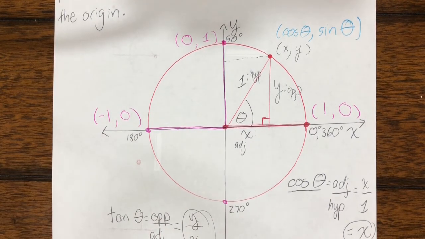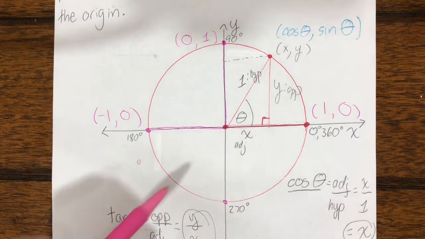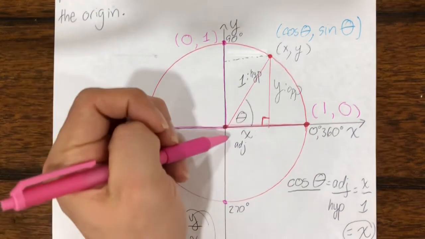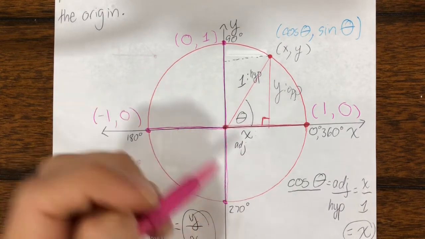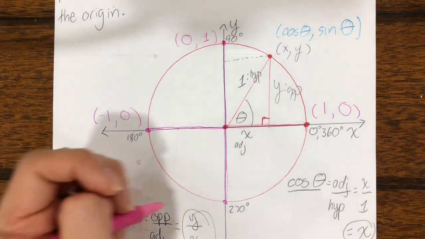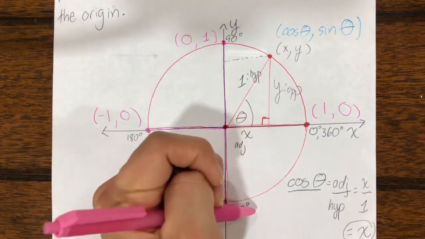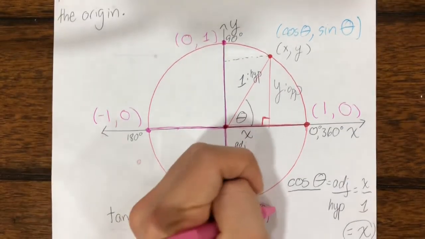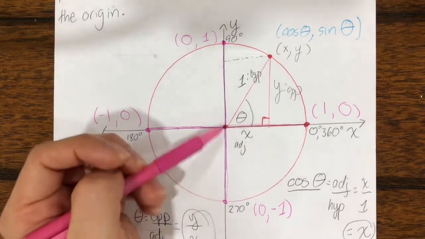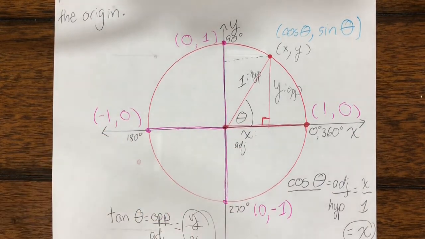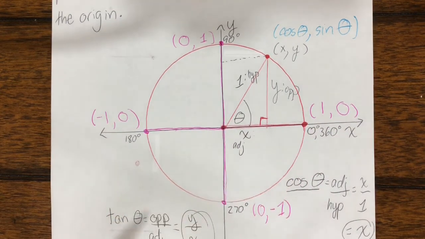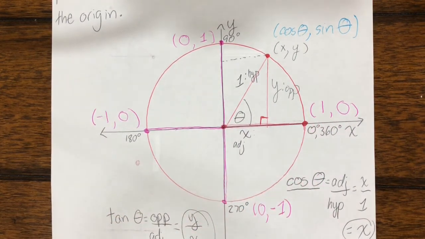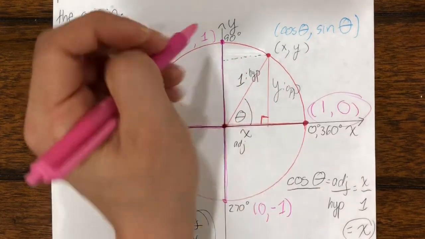All right? And then we have 270, which from the origin to this point, we're going 1 unit down. So that coordinate would be 0, comma, -1. Since we're going 1 unit down, it's a negative direction. And then we get to 360, and we're back in the same spot as 0 degrees, which is 1, comma, 0. So we have these 4 coordinates.